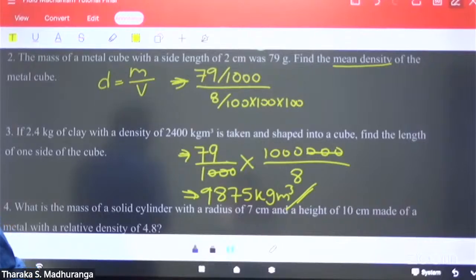Where did you make the mistake? I think you have divided only by 100s.